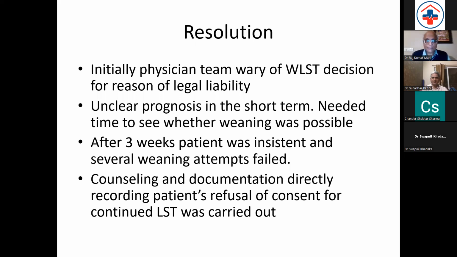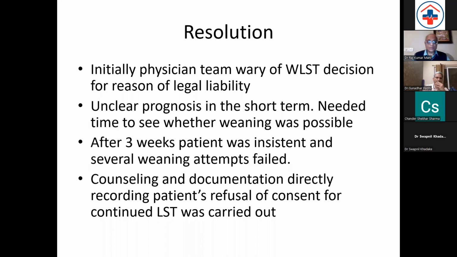How did we resolve this issue? Initially, myself and my team were a bit worried about a withdrawal decision for reason of legal liability. We were wondering the law would hold us guilty of some crime which they haven't defined yet. If I did that and took a decision respectful of autonomy, the prognosis was unclear in the short term. I wasn't absolutely sure, without a trace of doubt, that I won't be able to wean this patient. So we wanted to give a go, on and off ventilator, all sorts of modes of ventilation tried, and de-escalation on ventilator, and also tried to support the heart with HOCM. Of course, the cardiac opinions were implemented. After 3 weeks, we were just as we were in ground zero, and the patient was now getting a bit angry with us.